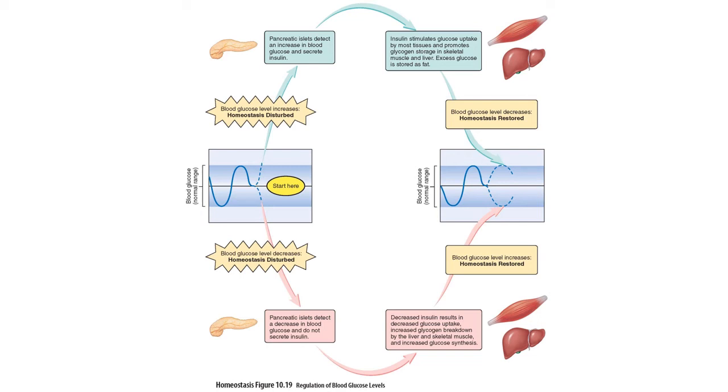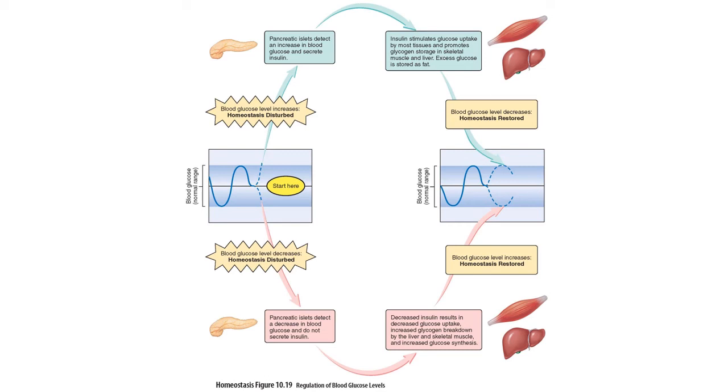This figure is similar to the figure we looked at with calcium. So here we have homeostasis, we're going to start here. We have our set point. So now our blood sugar levels go up. We've just eaten a meal. What should happen is insulin should be secreted or released. Insulin then tells the sugar, the glucose, to go into your muscles, into your liver to be stored. Excess glucose is also stored as fat.